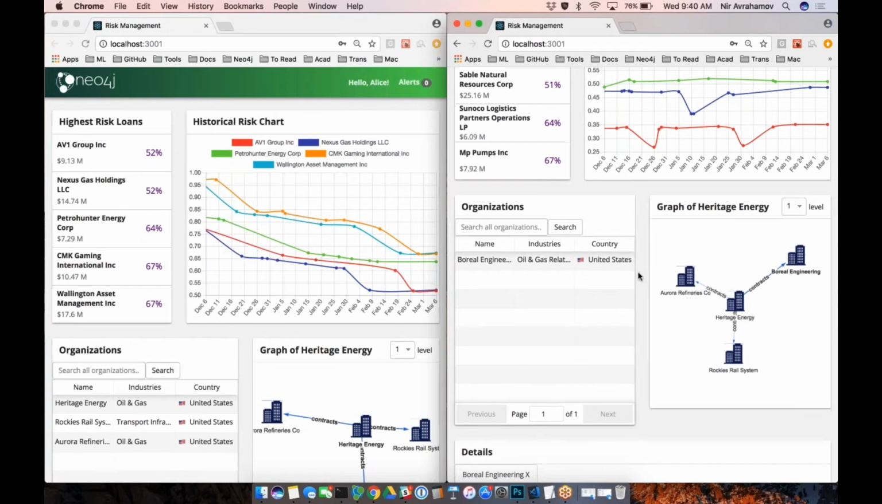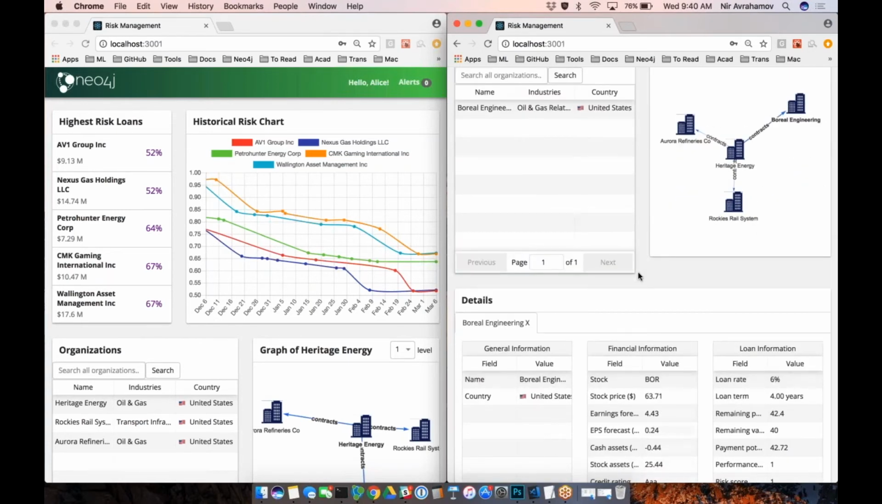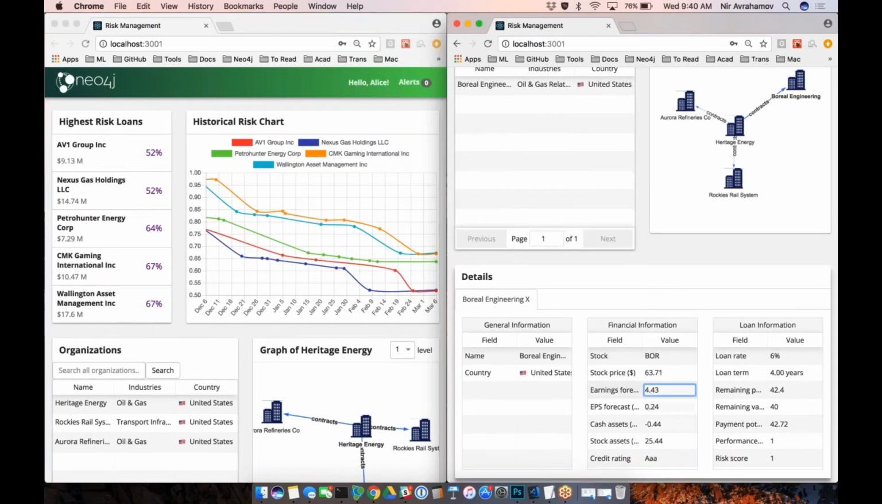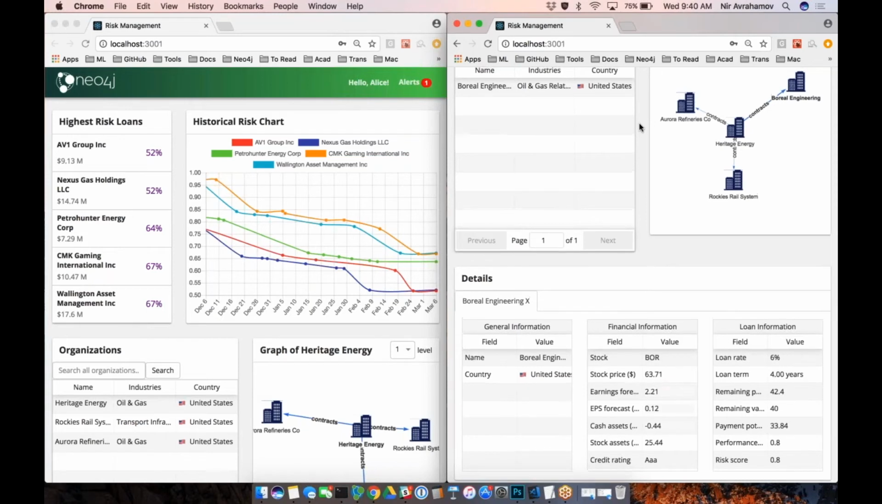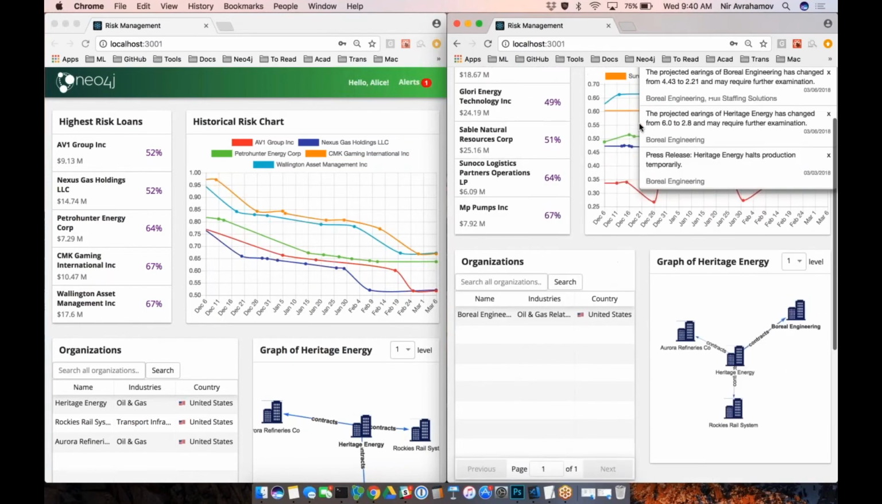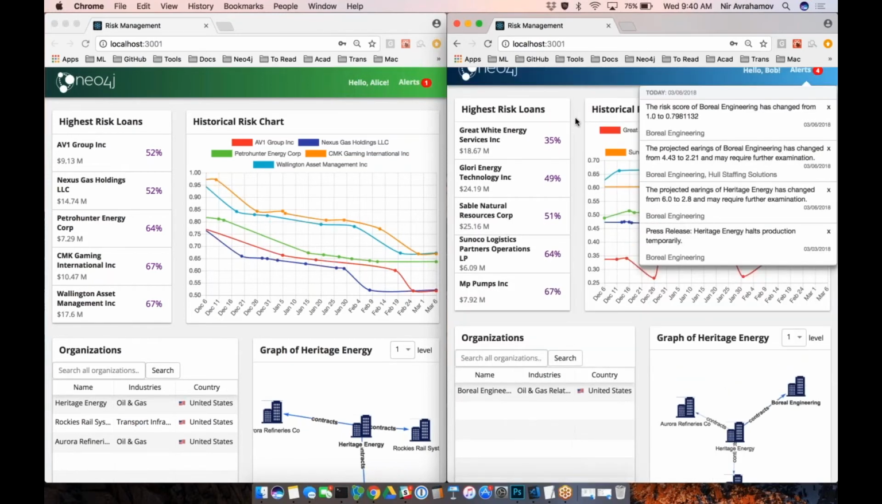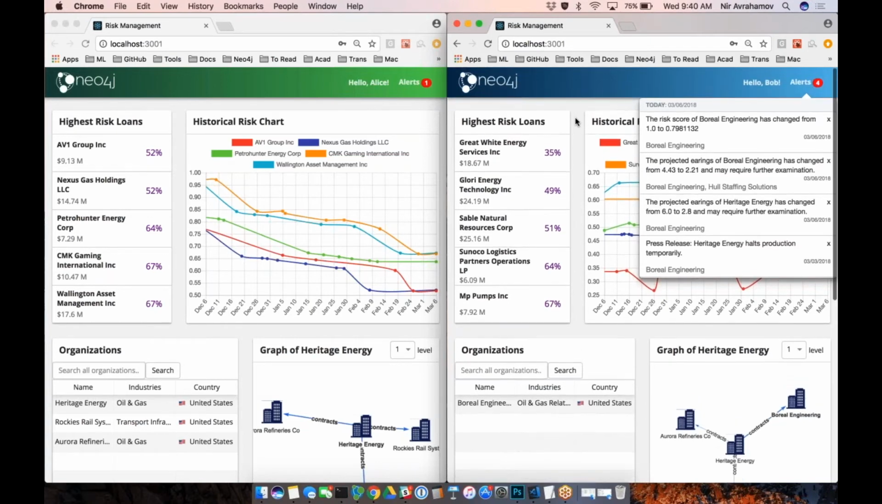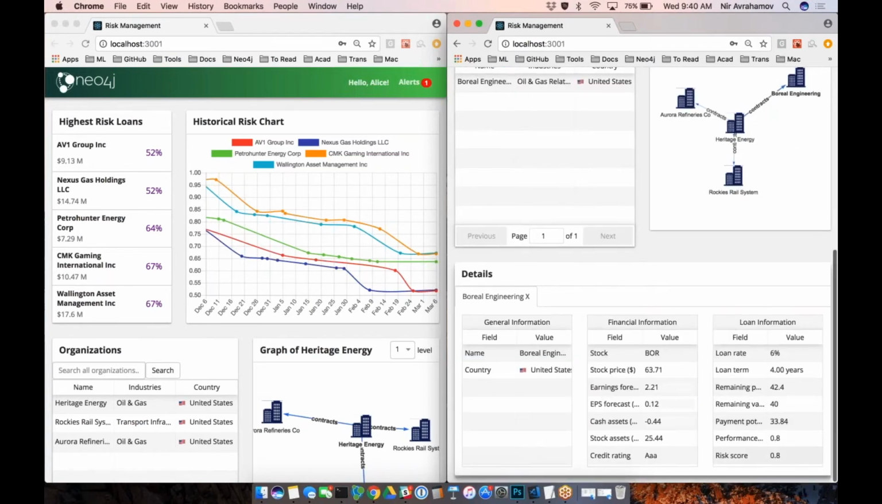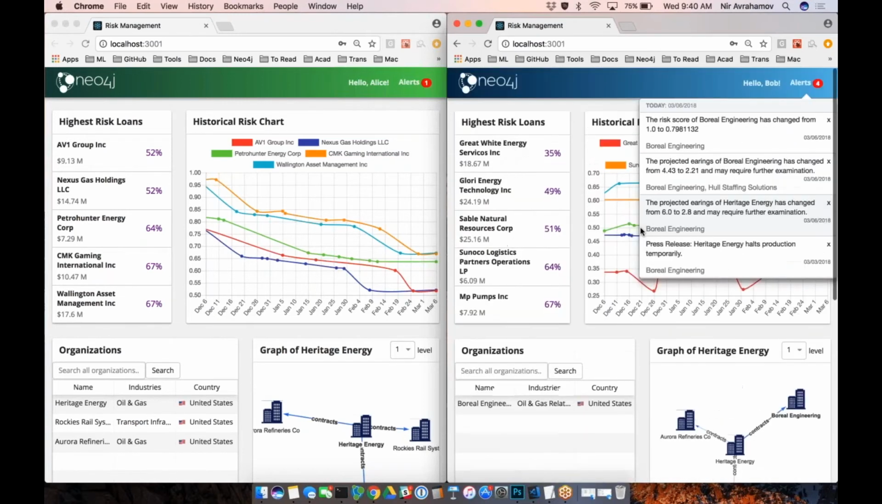So Bob is going to now change the earnings forecast of Boreal from 4.43 million to 2.21 million, because Boreal is also going to be impacted because of the shutdown of the oil sands production. And as you can see, if you go down here, it automatically recalculated the earnings per share based on the earnings and so on. So the risk score gets recalculated each time these things change.